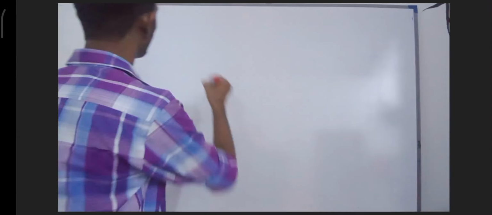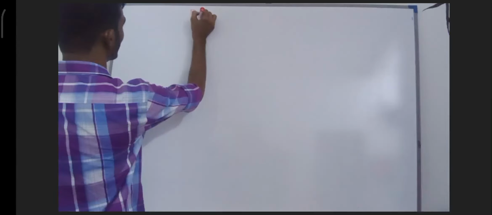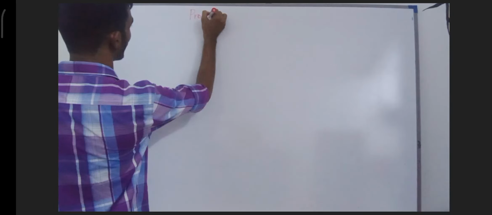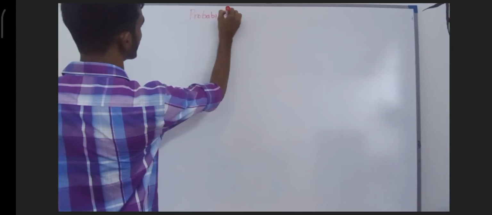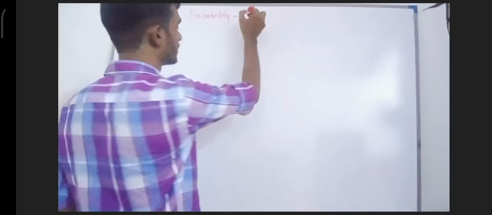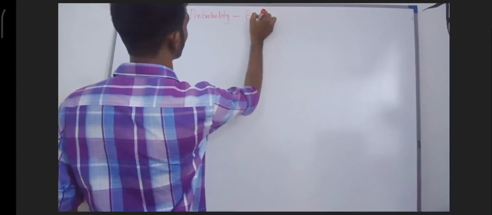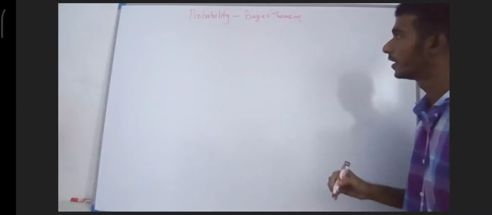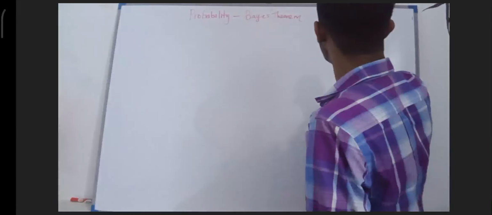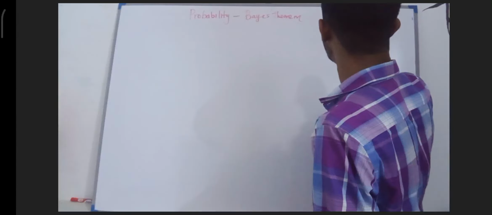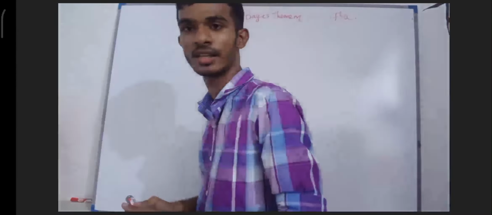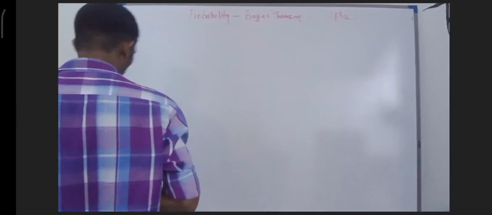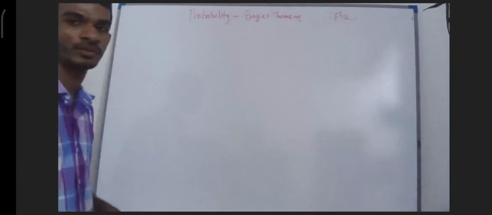I'm going to explain Bayes theorem under probability. So under probability, we are going to discuss Bayes theorem. As you all know, in your combined mathematics 1 paper in 17th A, you will have a question from probability that is basically from Bayes theorem. So this video might be helpful for you to prepare for that question.